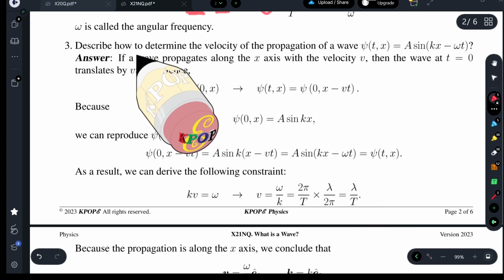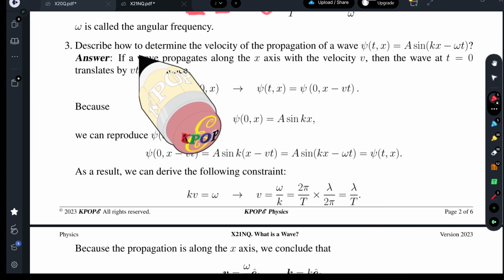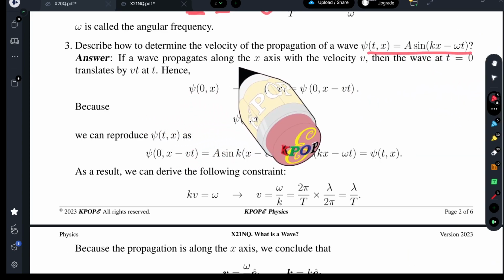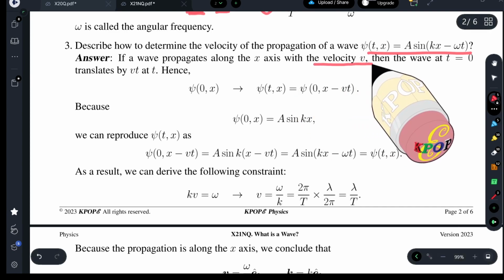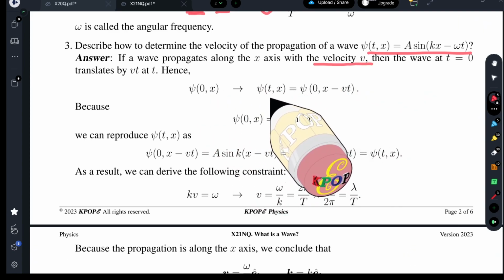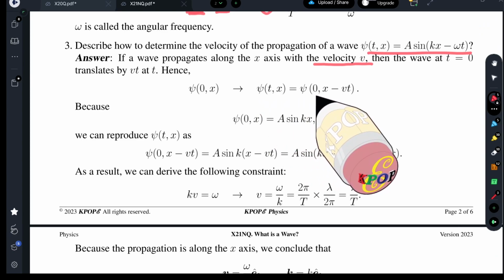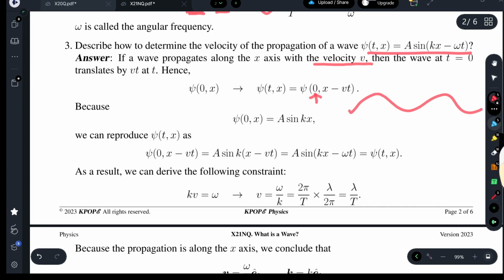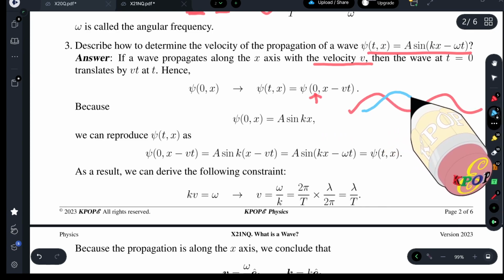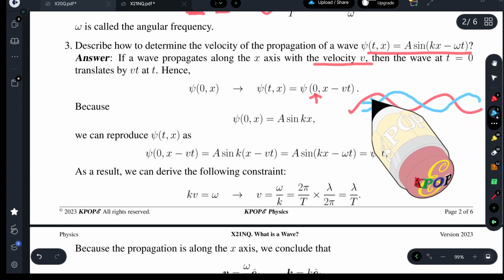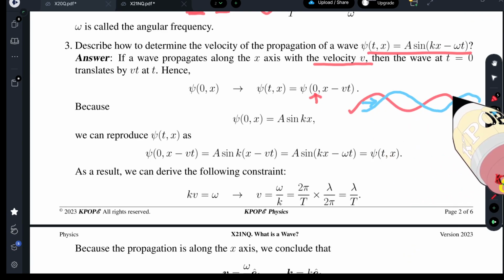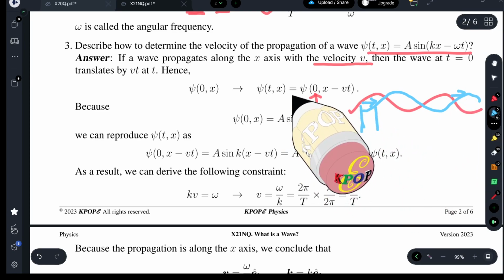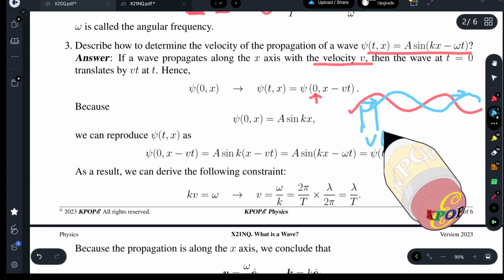Number 3. Describe how to determine the velocity of propagation of a wave. If a wave propagates along the x-axis with velocity v, then at t equals 0 we have a certain wave, and as time goes by, it moves in such a manner. The distance of travel of the wave is v times t.